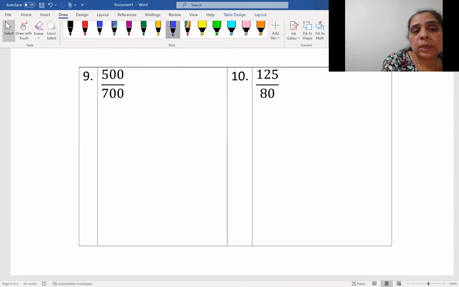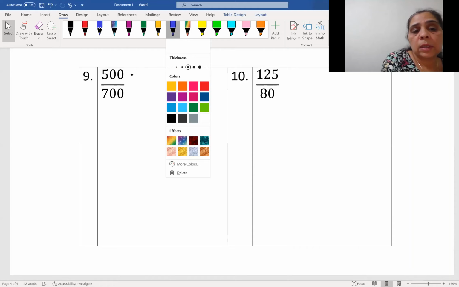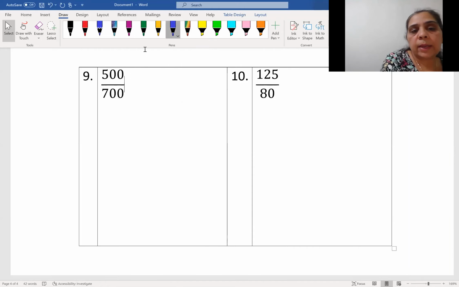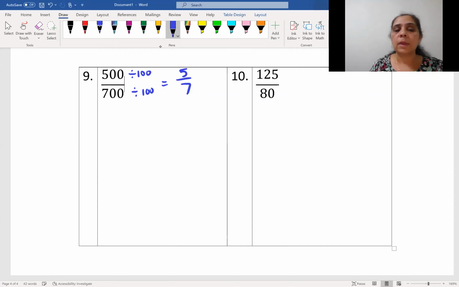So let's see here, you can divide by 100, and you will get just 5 over 7. Can we reduce more? No. So that's it.